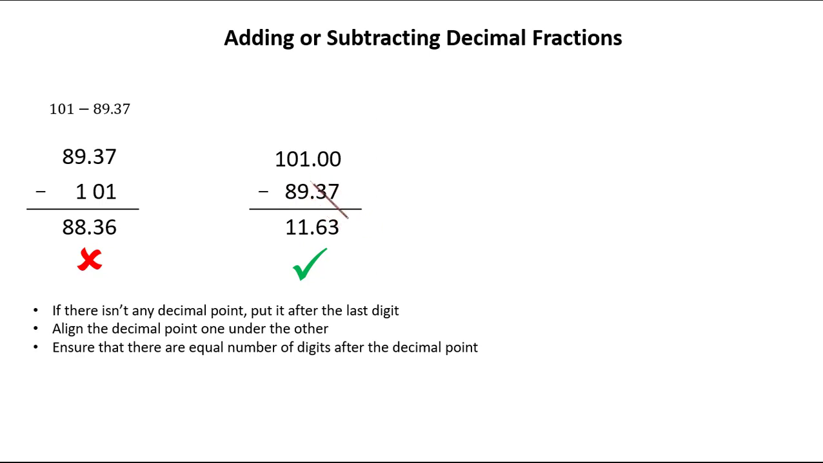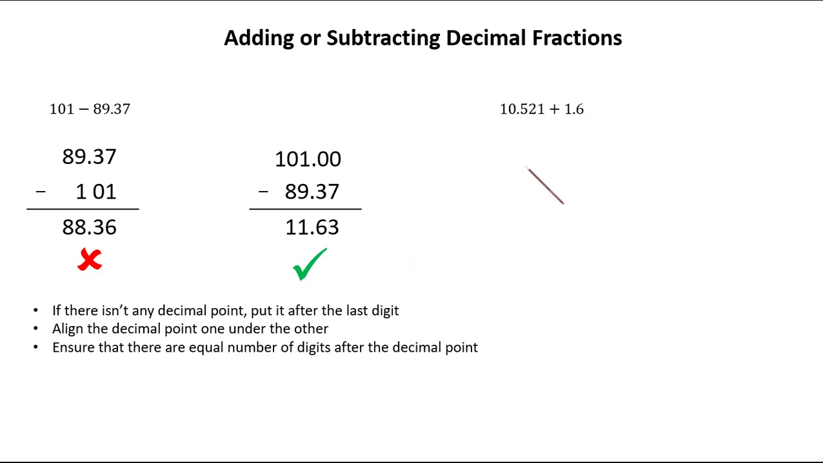89.37. We write the decimal point under the decimal point, and then we write the extra zeros, because there are 2 digits after the decimal point, so we put 2 zeros. And then we do a normal subtraction, and we get 11.36.